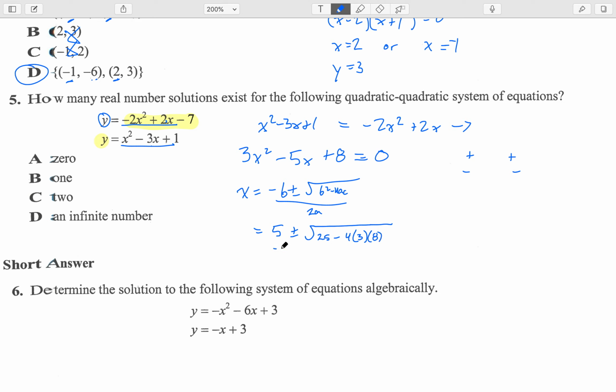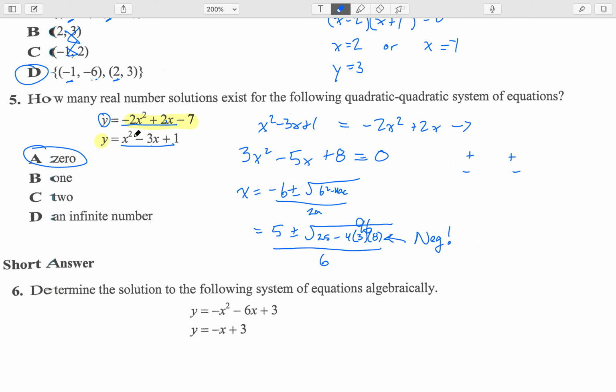Whoa, hang on. All over 2 times 3, which is 6. Look what I get. I'm getting 4 times 3, which is 12. 12 times 8 is 96. I'm going to get 25 minus 96. That's negative. Negative inside of a square root means there are no answers. How many real solutions? There are no answers because it's impossible.